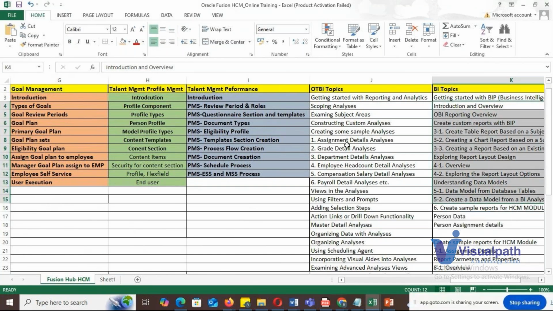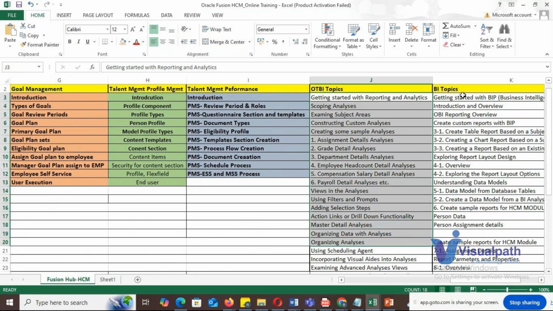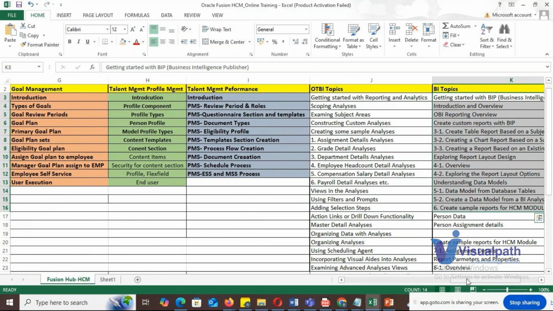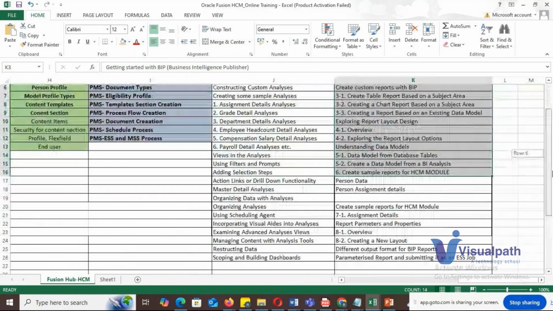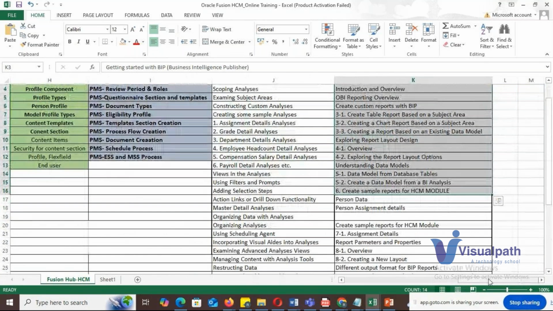And OTBI is drag and drop, very simple. So this one is very simple. This also is very simple. You just have to understand the data flow, data structure, data layout, and then how we can develop the report, so that you can guide the technical consultant.